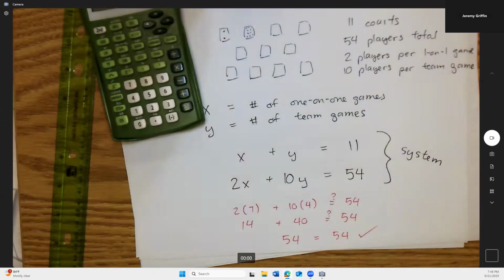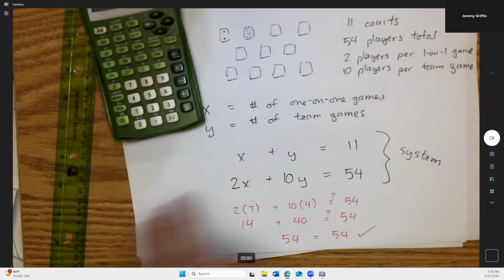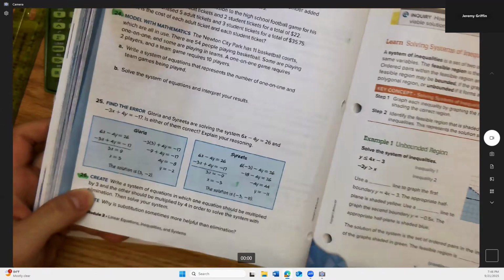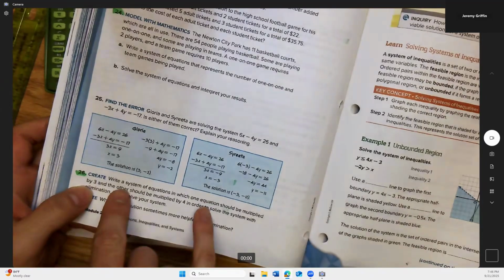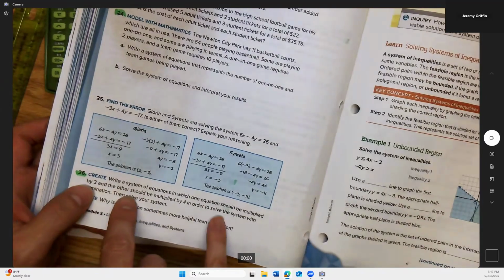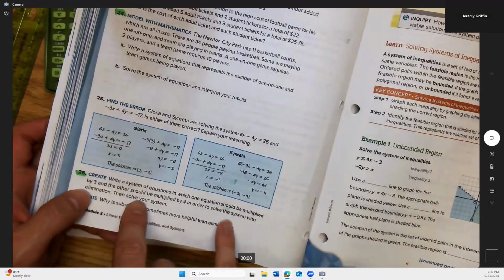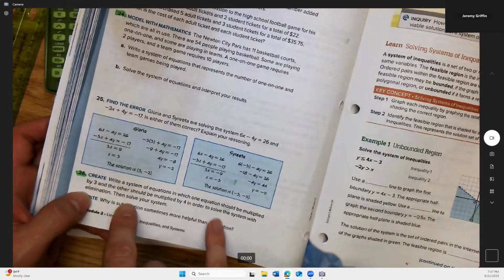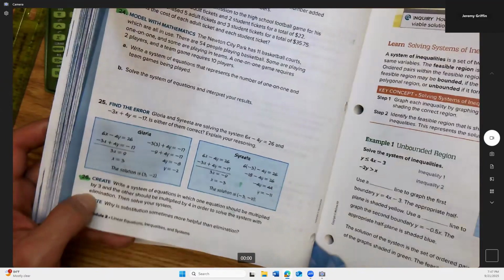Okay. I'll do one more with you guys. Let's go. Number 26, create. Ooh. Write a system of equations in which one equation should be multiplied by 3 and the other multiplied by 4 in order to solve a system with elimination. Then solve your system. Right. So multiply by 3, multiply by 4, they cancel out.